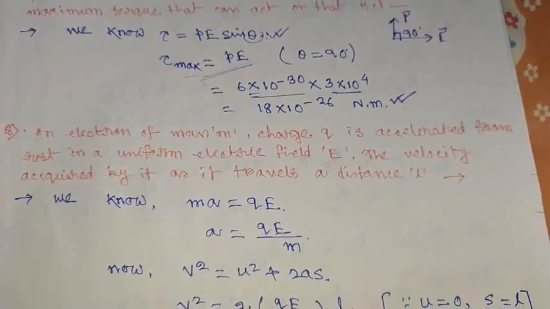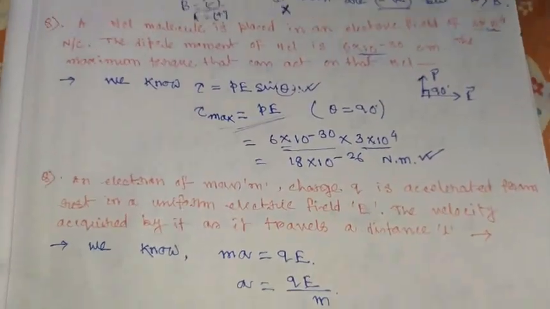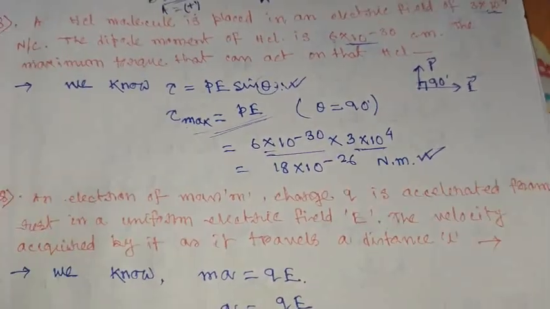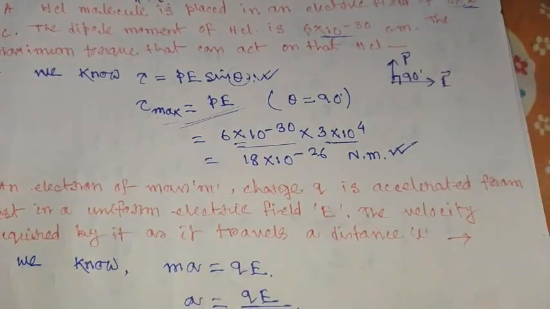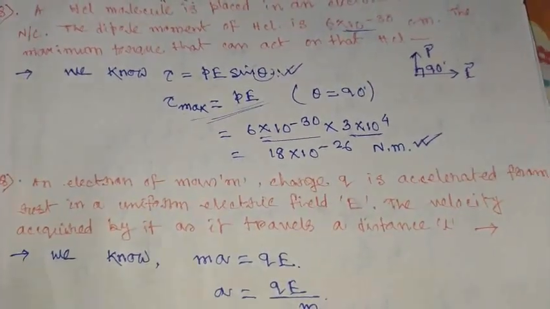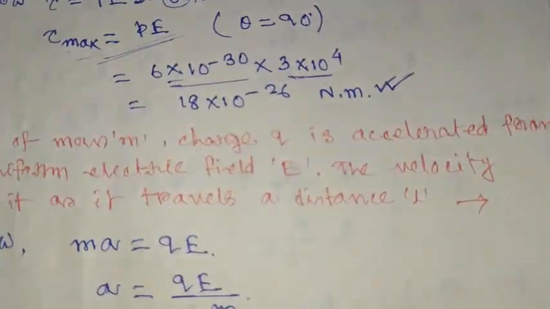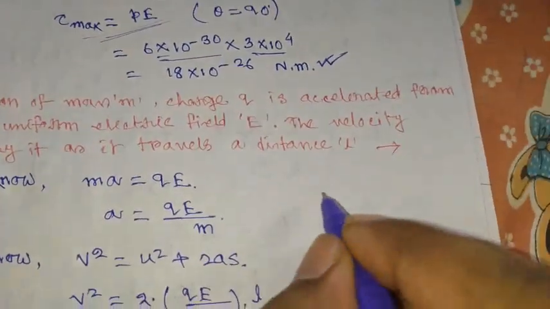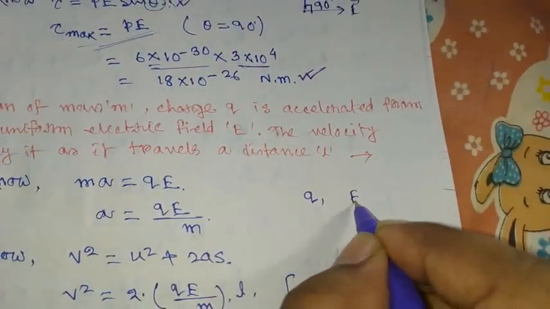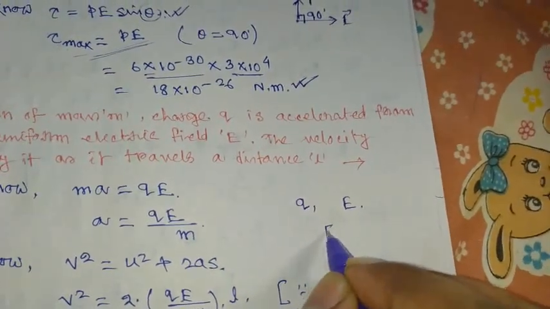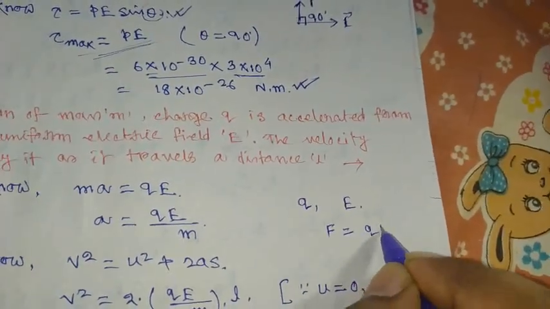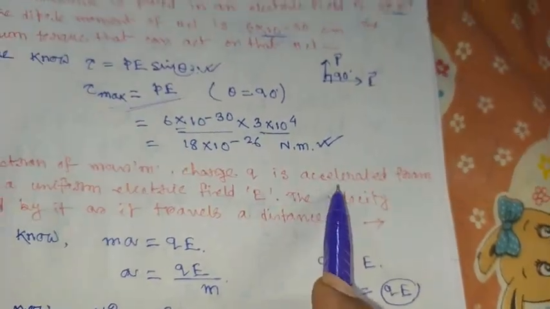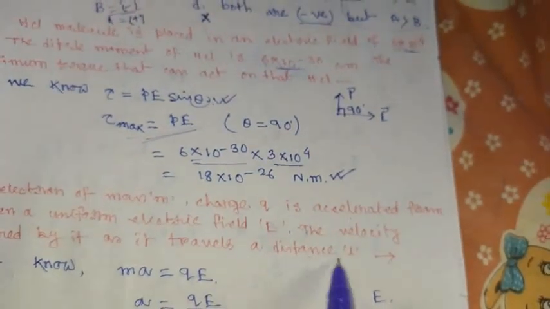So moving to the next problem. An electron of mass m and charge q is accelerated from rest in a uniform electric field E, and we need the velocity acquired by it as it travels a distance L. We know that when a charge q is placed in an electric field E, the force acting on that particle is qE, and due to this force the charge is accelerated and covers a distance L.